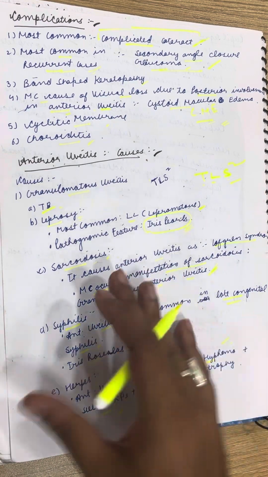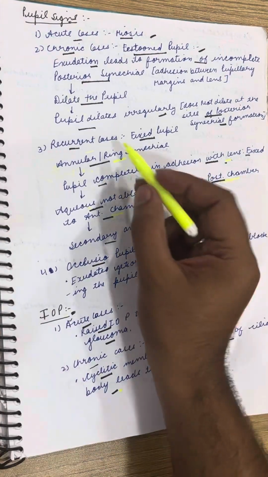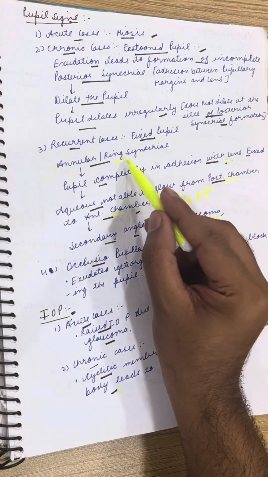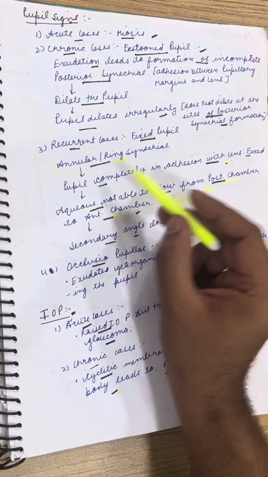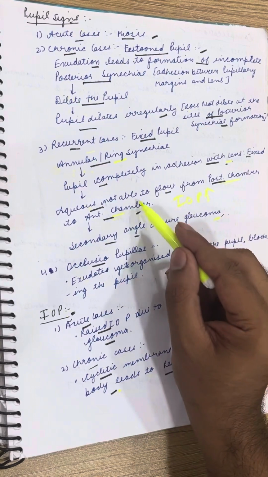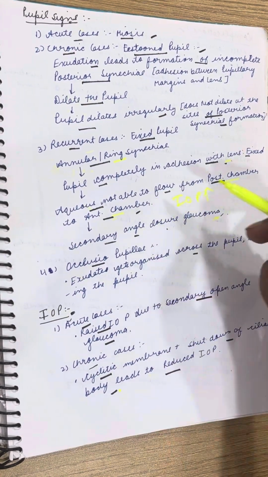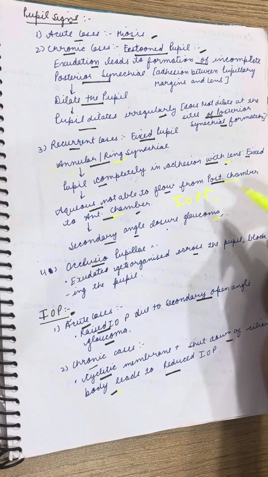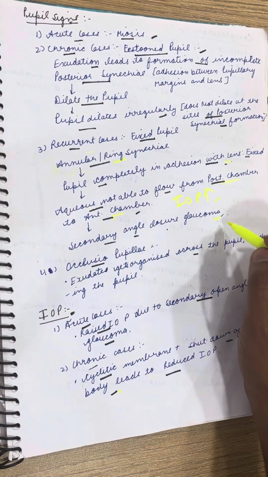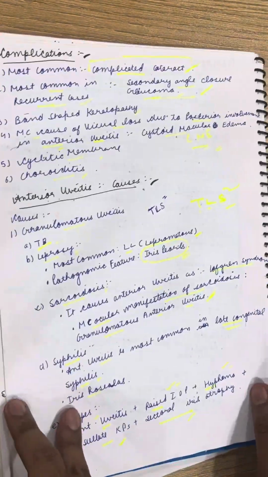So let's track back and see, as we have seen in the previous video in the pupillary signs, that in recurrent cases there is annular ring synechiae formation, and due to that the pupil is completely in adhesion with the lens, and hence aqueous is not able to flow from the posterior chamber to the anterior chamber, and hence the IOP increases, and this causes secondary angle closure glaucoma. So as you see, the most common complication in recurrent cases is secondary angle closure glaucoma.